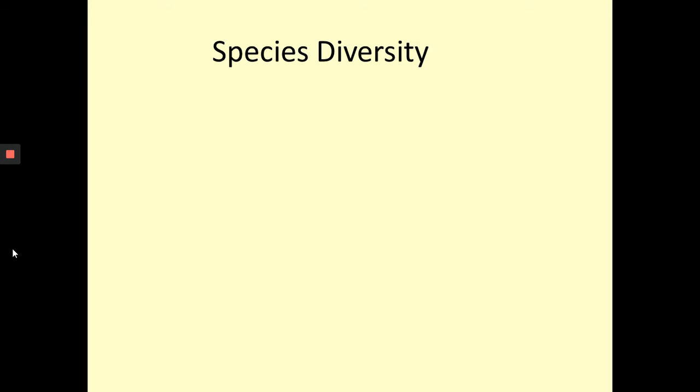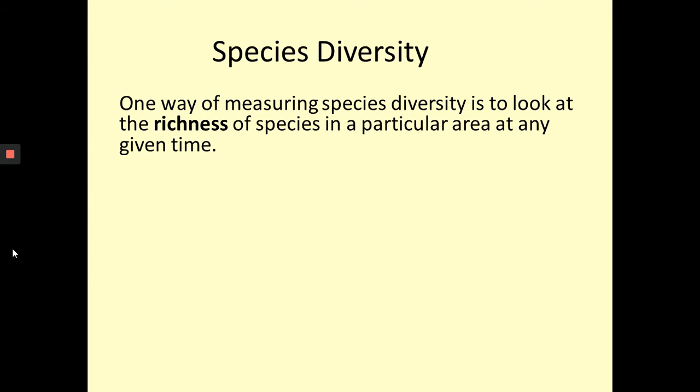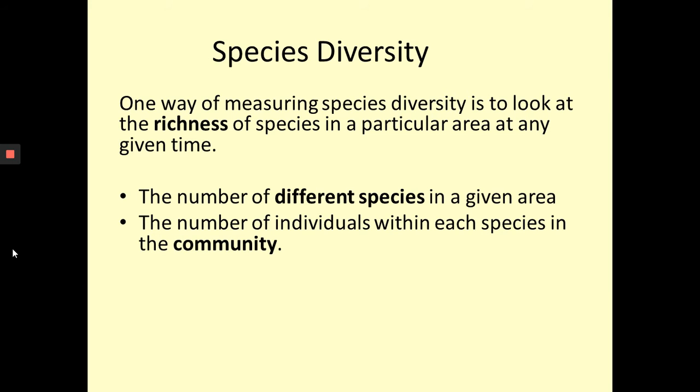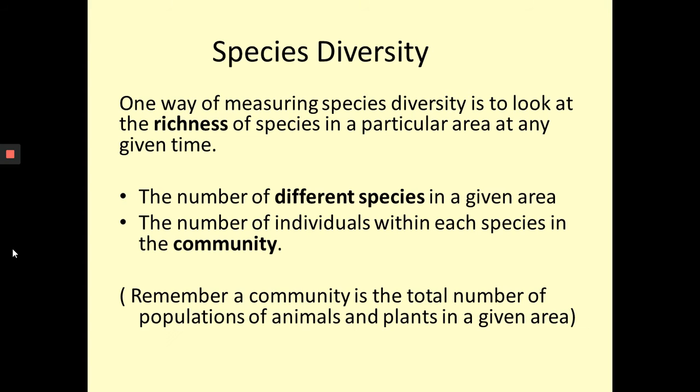Species diversity is the one that we really want to look at today. One way of measuring species diversity is to look at what we call the richness of a species in a particular area at any given time. What this means is the number of different species in a given area, but also the number of individuals within each species in that community. Remember, a community is the total number of populations of animals, plants, bacteria, whatever's there in a given area.